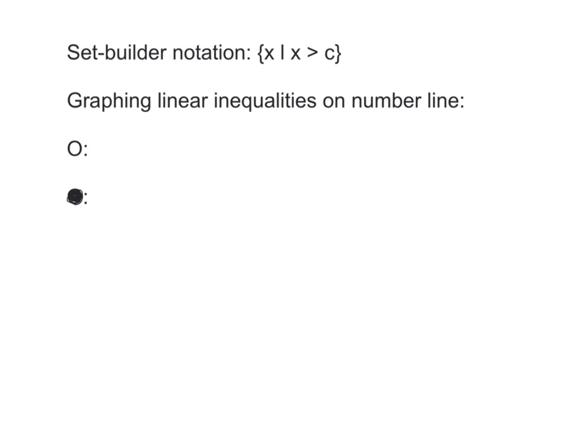So when we graph linear inequalities on a number line, let's say for example we have x is greater than some number c, or x is less than some number c. When we graph this, at c there will be an open circle because we're not including that number.